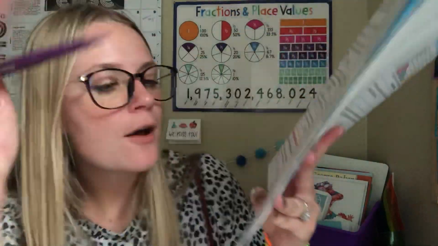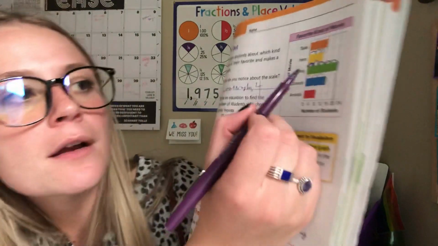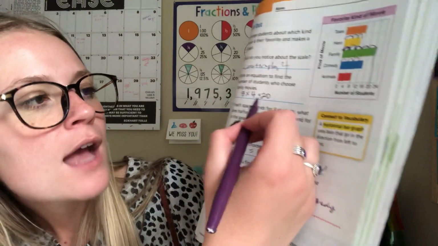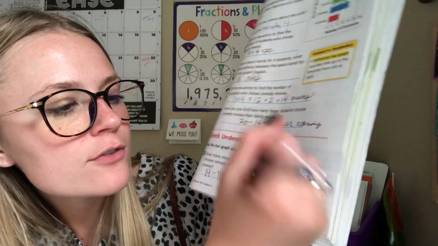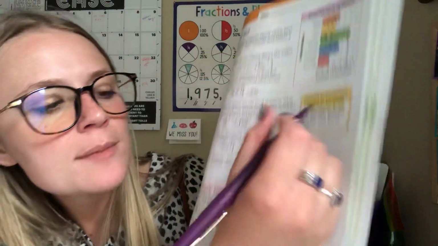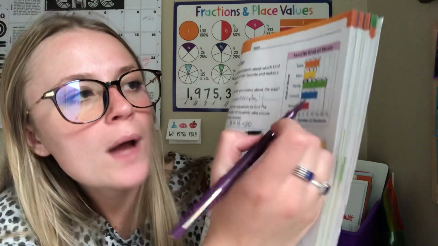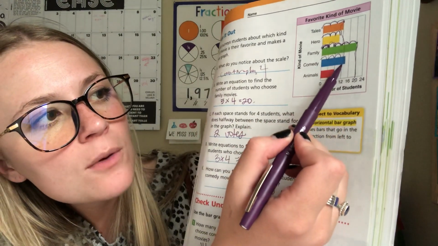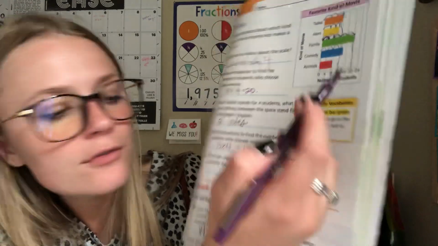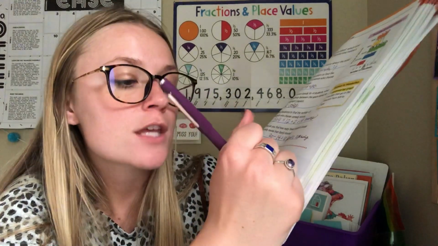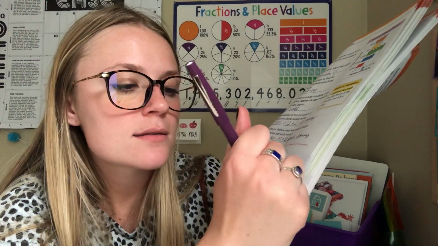Okay, number 2, how many fewer students choose Tales than family movies? So we're comparing family and Tales. Family is greater, so I'm going to start with that one. I know that 20 votes for family minus 1, 2, 3 jumps. 3 times 4 is 12, or I could just look at the graph and see that it lands on this line, follow all the way down, and it's at 12. So 20 minus 12 equals 8 fewer Tales.